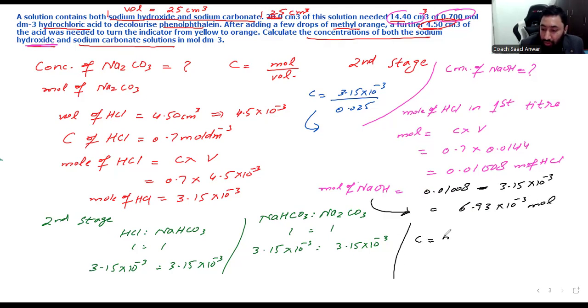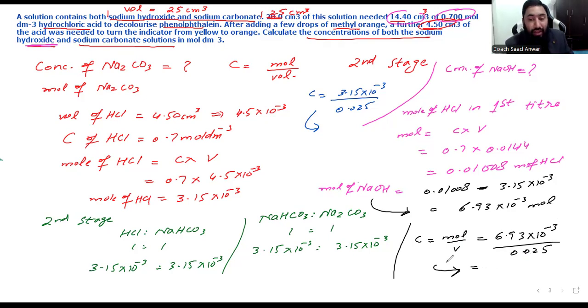Concentration is equal to moles upon volume. Moles is 6.93 times 10 raised to power minus 3, volume is 0.025. That will help me find the concentration. So this is how we find the concentration of sodium hydroxide and the concentration of sodium carbonate in the double titration.